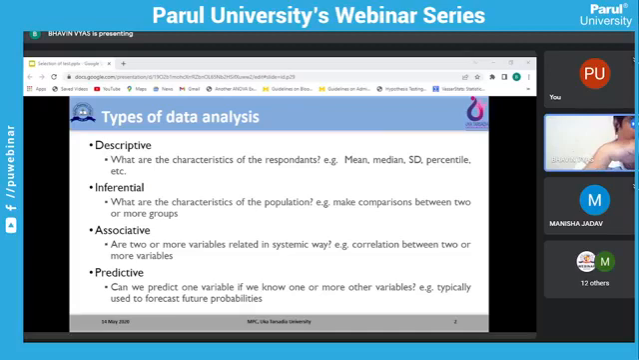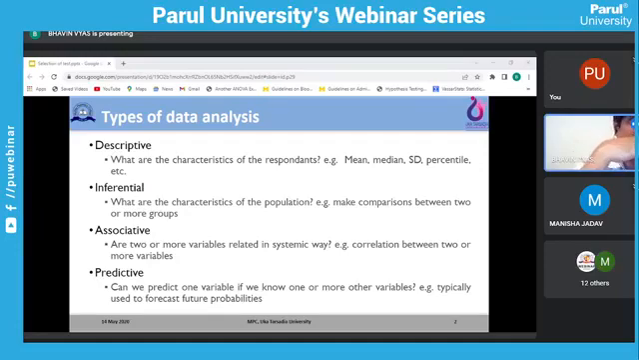Then how many are graduate, how many are undergraduate, how many are, I can say, from a high profile family. This type of thing, this type of analysis, is known as descriptive analysis. You will be just representing your data in the form of mean, median, percentile, in that form. That is known as descriptive analysis.